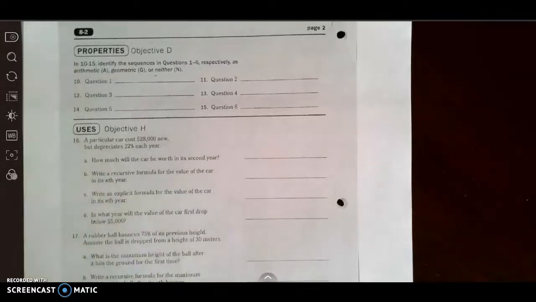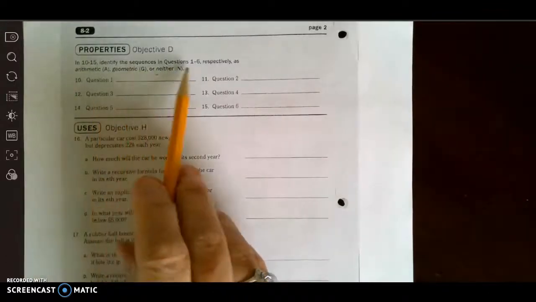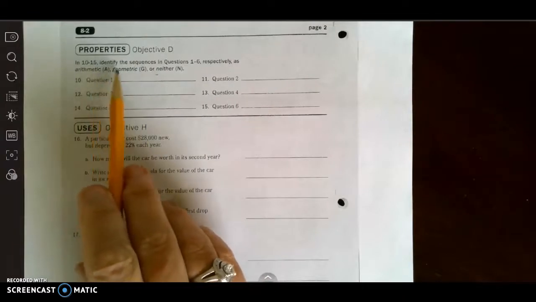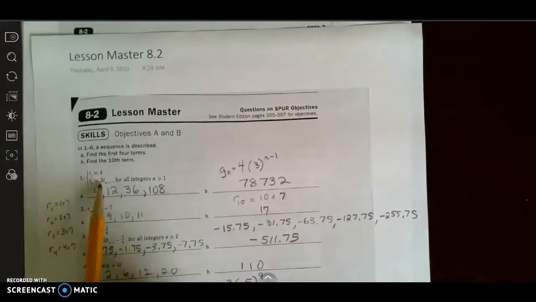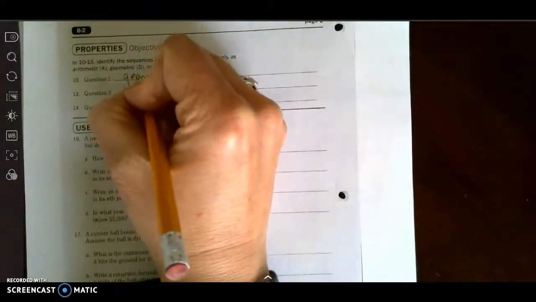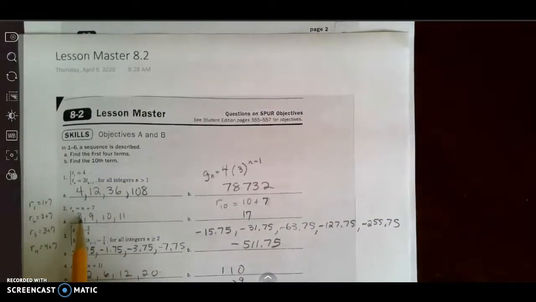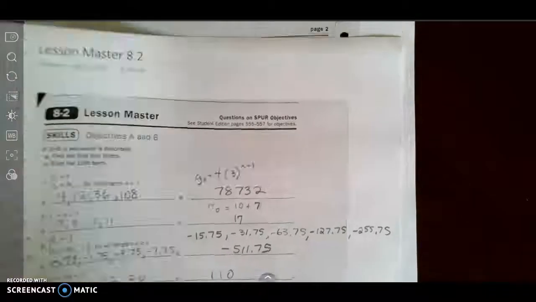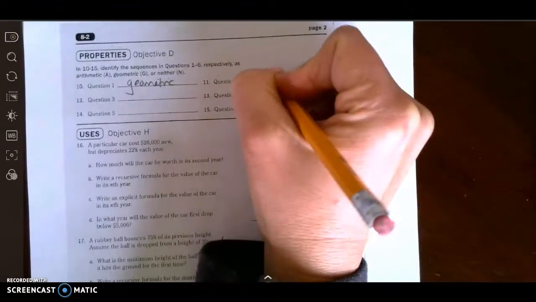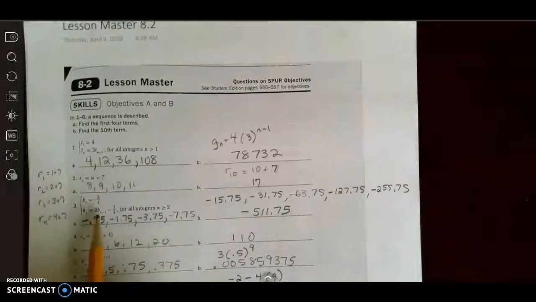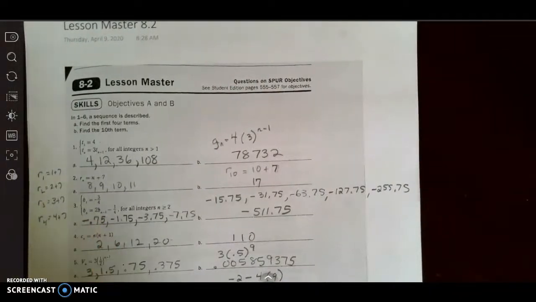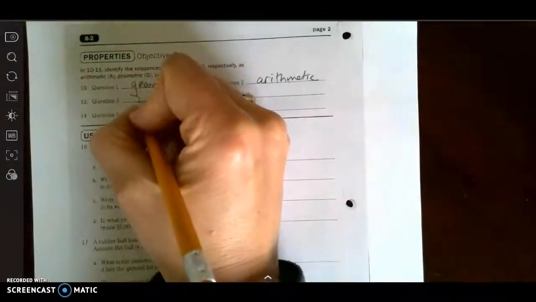Questions 10 through 15 ask us to look at the sequences in 1 through 6 and define them as either arithmetic, geometric, or neither. All right, so let's go to question 1. Question 1, I'm multiplying to get the next term, so it's geometric. Question 2, looks like I keep adding 1 to get to the next term, so I'm arithmetic. Question 3, I multiply and I add, therefore I'm neither.